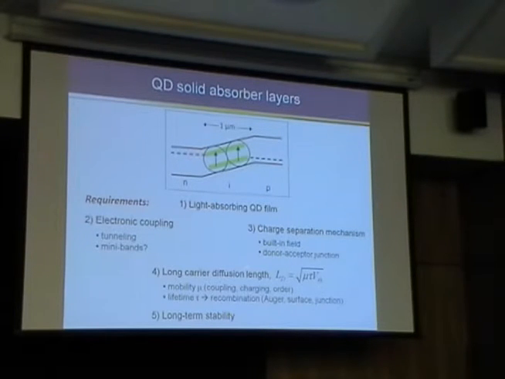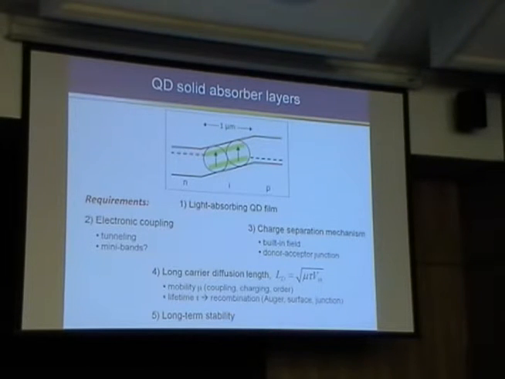Fourth, in order to get the carriers out, if we don't implement something like this, we need to have a large minority carrier diffusion length. And the diffusion length, as probably many of you know, L_D, is the square root of the mobility multiplied by the lifetime of the minority carrier multiplied by the thermal voltage. Thermal voltage is 26 millivolts at room temperature.